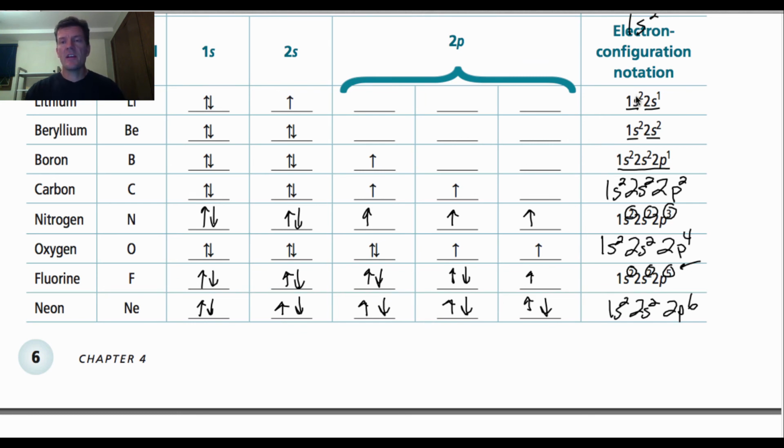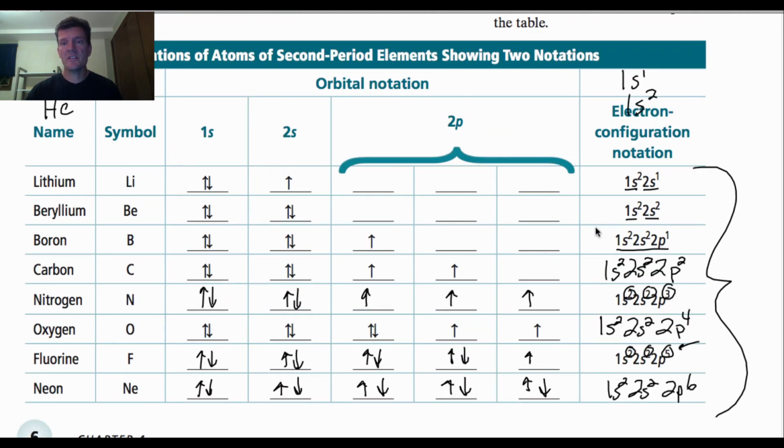Now, it gets really tedious to keep writing these long electron configurations, especially when you've got 30, 40, 50 electrons. So here's an abbreviated way to do it. You're going to like this. You can only use this with elements.